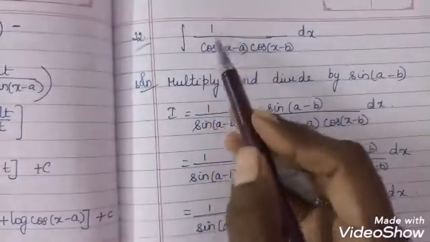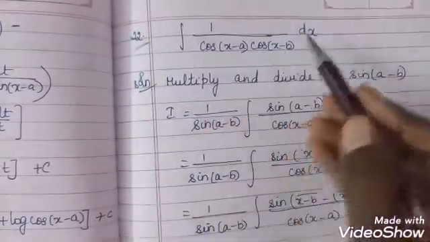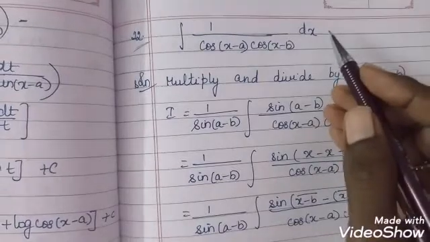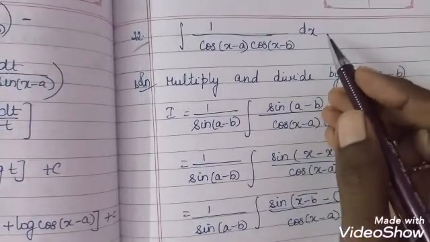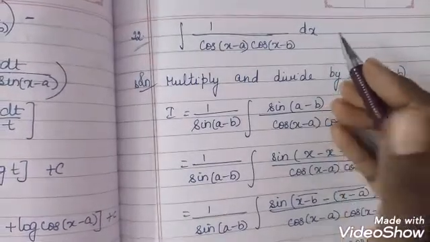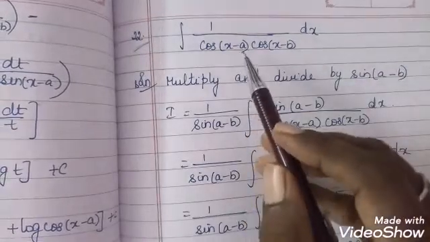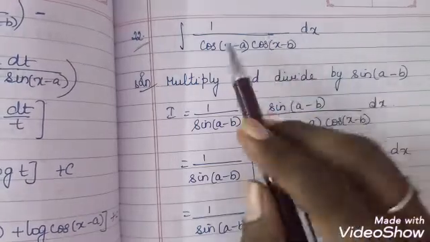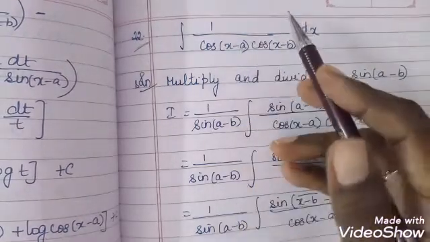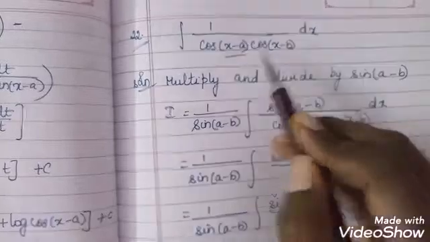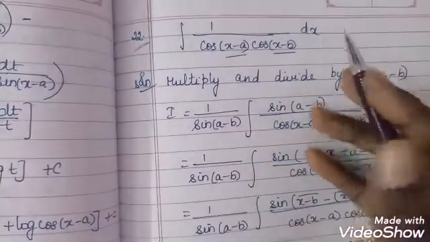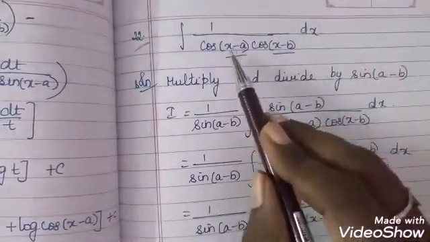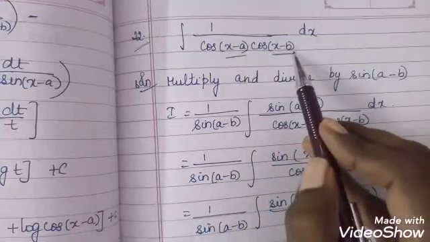The 22nd question is integral of 1 by cos of x minus a into cos of x minus b dx. From this entire exercise, this is a slightly different one. There is no way for us to substitute, nor can we apply the formula directly here, because 1 by cos is nothing but secant into secant. Even though the angle is of the same type, that is also different. You have x minus a into x minus b here.